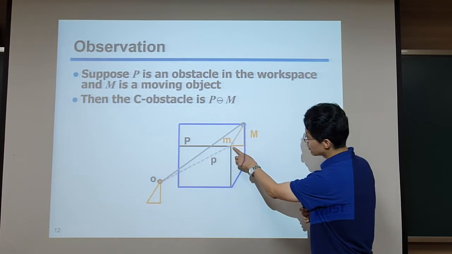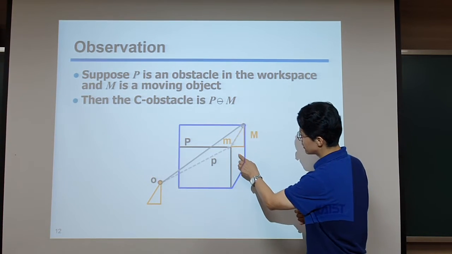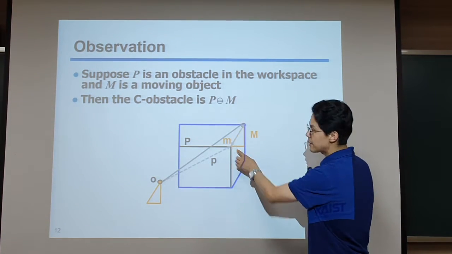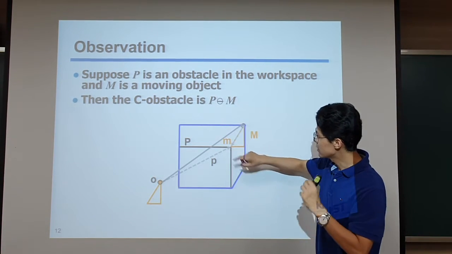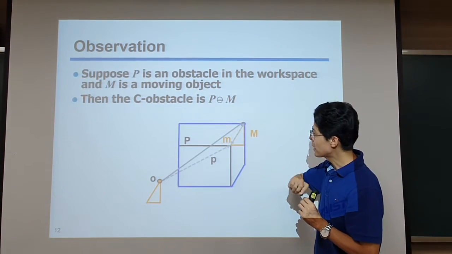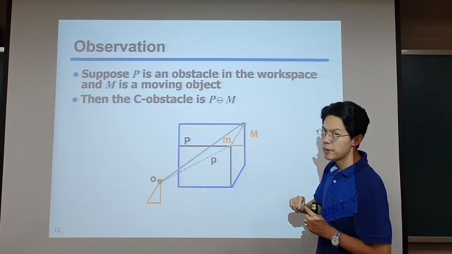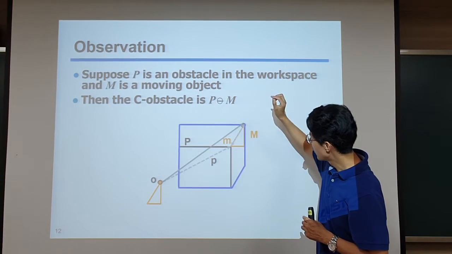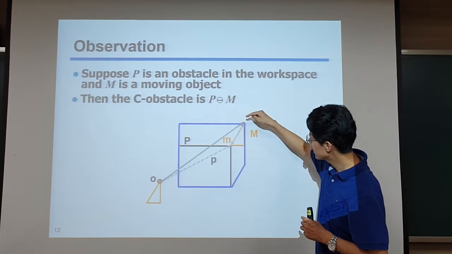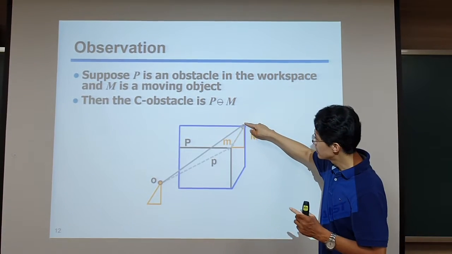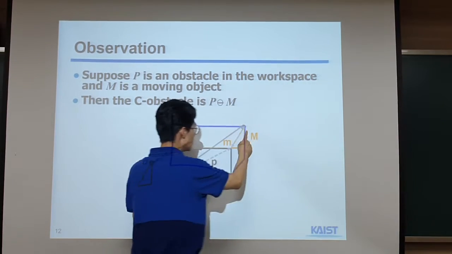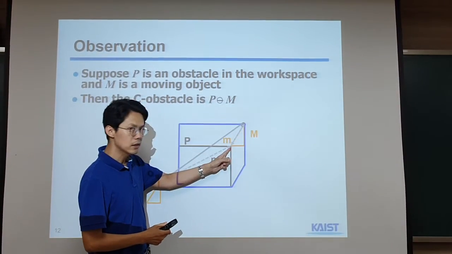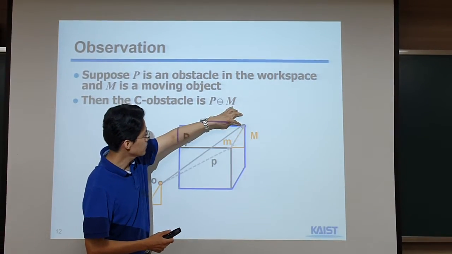Then we know that this is the point where we have collision, right? But in that case, the corresponding point in the C obstacle space is like this. When you put our reference point here, we will have the contact. Here we have the collision, while we have a point in the C obstacle space there.